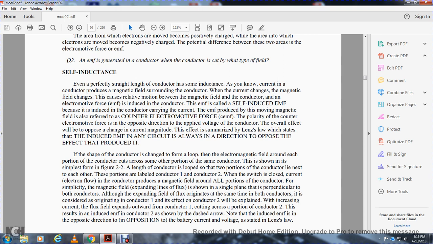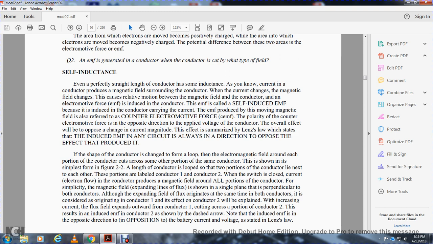If the shape of the conductor changes to form a loop, the electromagnetic field around each portion cuts across some of the other portions of the same conductor, shown in the simplest form in figure 2.2. The length of the conductor is looped in two portions, and the conductor portions lying next to each other are labeled conductor 1 and conductor 2. When the switch is closed, the current flowing in the conductor produces a magnetic field around all portions of the conductor. For simplicity, the expanding magnetic field, the lines of flux, is shown in a single plane perpendicular to both conductors.